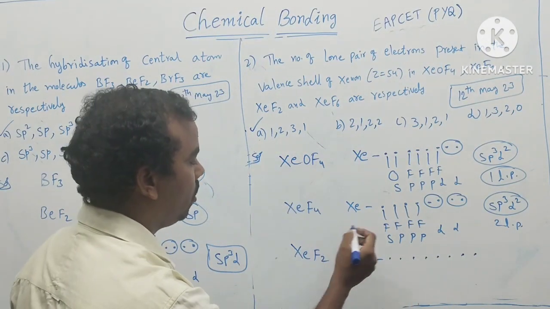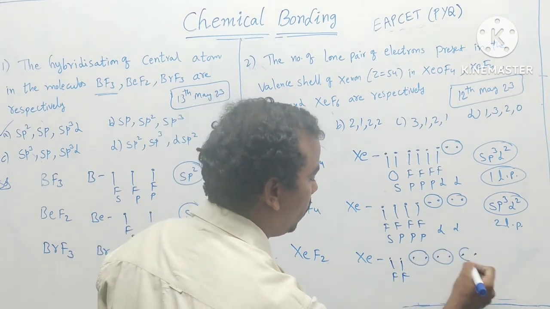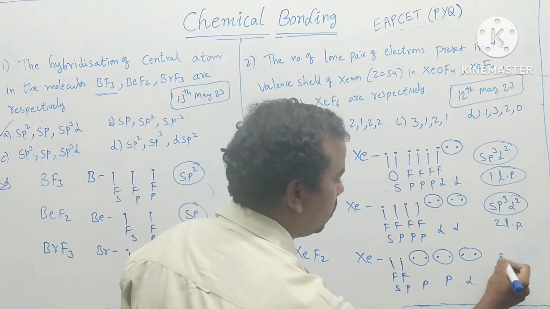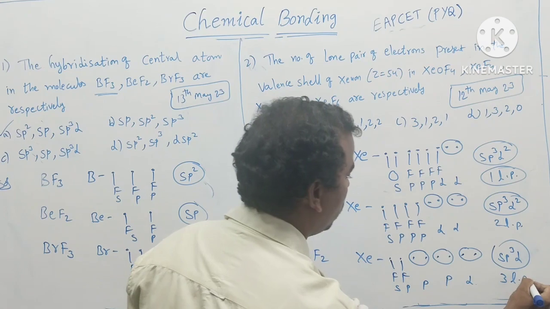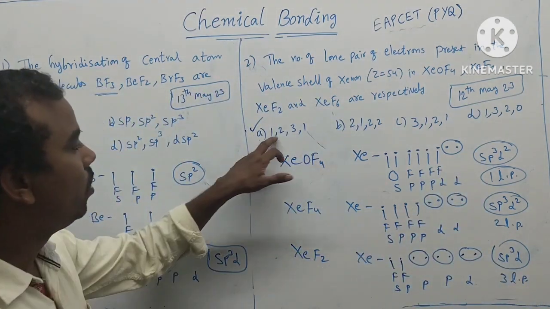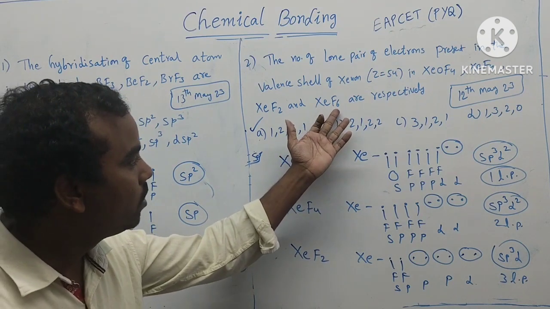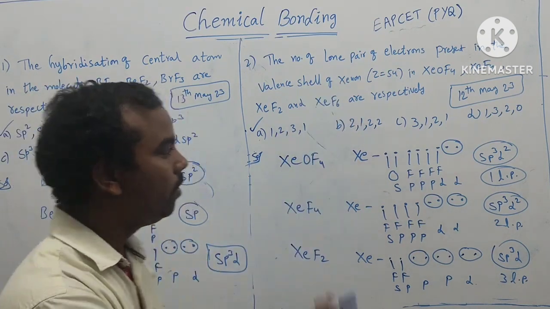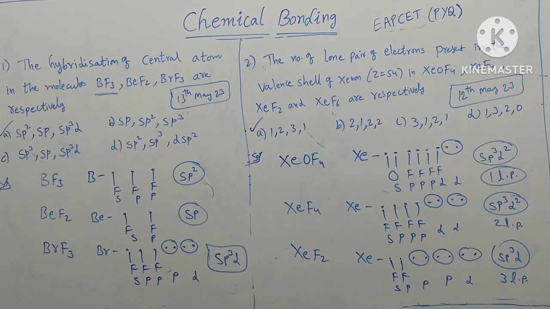Remaining, also check XeF2. Xenon has 8 valence electrons. F2 means it forms 2 bonds, so the remaining is 3 lone pairs. So s, p, p, p, d. The hybridization is sp3d. How many lone pairs? 3 lone pairs. So the answer is 1, 2, 3. The same applies to XeF6: 6 bond pairs and 1 lone pair, because of 8 valence electrons. Very easy to find the hybridization and number of lone pairs.